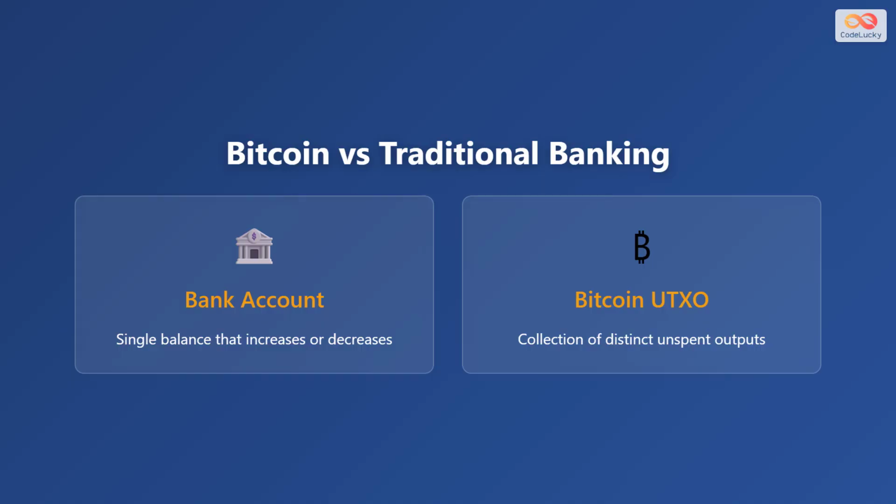To understand UTXOs better, let's compare Bitcoin to traditional banking. In a regular bank account, you have a single balance that simply increases when you receive money and decreases when you spend it. Bitcoin works completely differently. Instead of maintaining a single balance, Bitcoin tracks your funds as a collection of distinct unspent outputs. This is a fundamental shift in how we think about digital money.